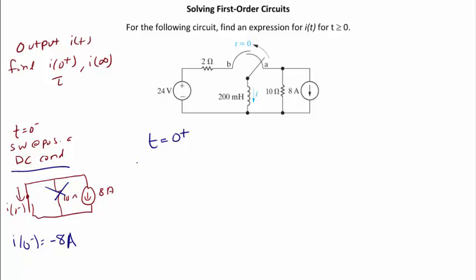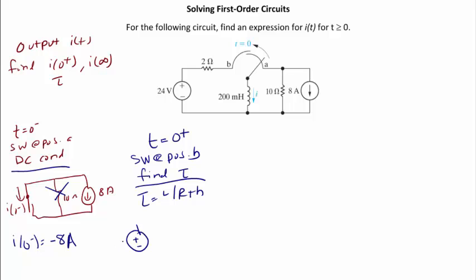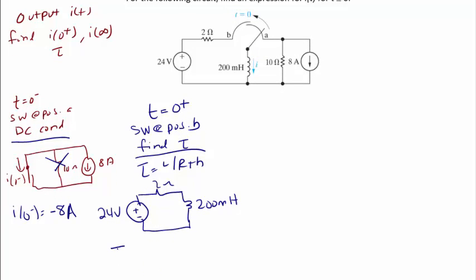Now let's go on to t equals 0 plus. At t equals 0 plus, the switch moves to position B, and we use this circuit to find tau. Recall that tau is equal to L over R Thevenin. So we redraw the circuit, and we're trying to find the Thevenin equivalent resistance seen by the inductor. So we have 24 volts, 2 ohms, and 200 millihenry. And the good news is there's only one resistor, so R Thevenin is easy. R Thevenin is 2 ohms. So tau is equal to 200 milli divided by 2, or tau is equal to 100 milliseconds.